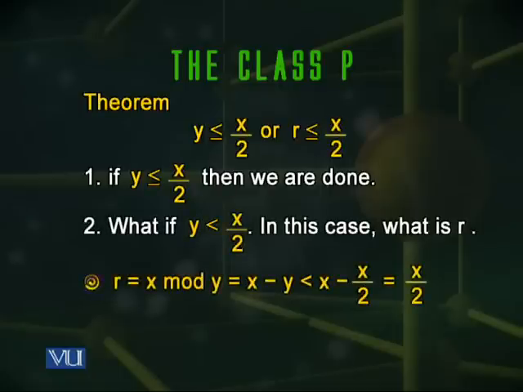In this case, what is r? Well, r is the remainder of dividing x by y. So it's going to be x minus y, which is less than x minus x over 2, because y is now greater than x over 2, and which is equal to x over 2, and we're done again. So this fact was very easy to prove, and it shows that the Euclidean algorithm is a polynomial time algorithm. Thus, relatively prime, the language that we had made, is in P.